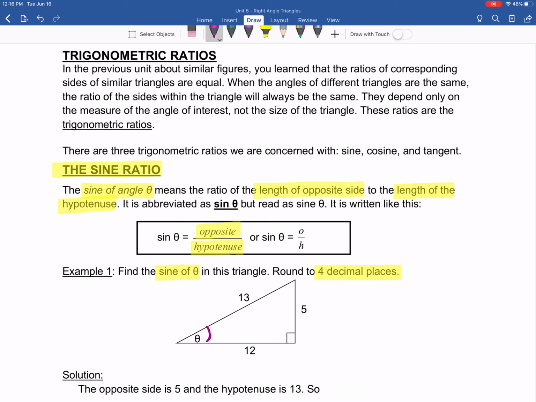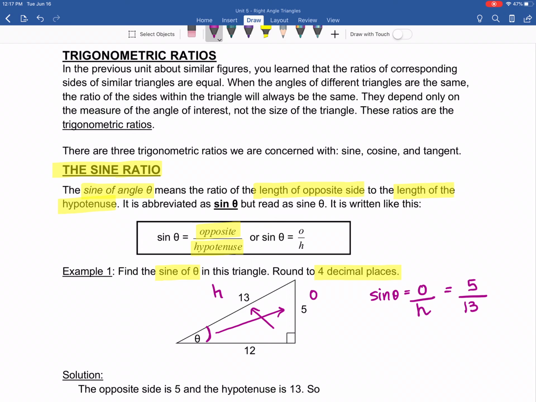Now first of all, I have to write what is the sine theta. So sine theta is ratio of the opposite side to the hypotenuse. Now in this triangle, we have to find which is the hypotenuse and which is the opposite side. So hypotenuse is always opposite to the 90-degree. So this is hypotenuse. And opposite side is opposite to our given angle. So angle is theta. So this is the opposite side. So it means it is 5. Opposite is 5. So I'm going to plug 5 here. Divided by hypotenuse is 13. So I'm going to plug 13 here.